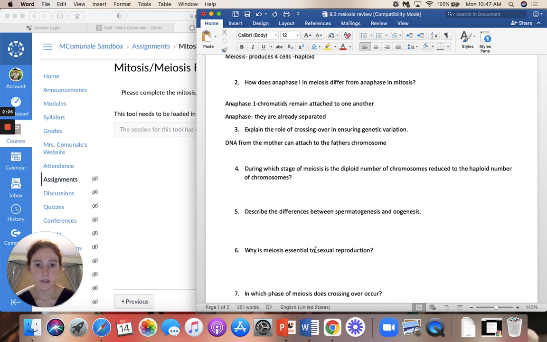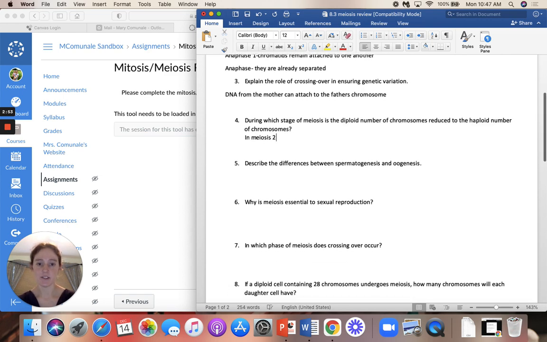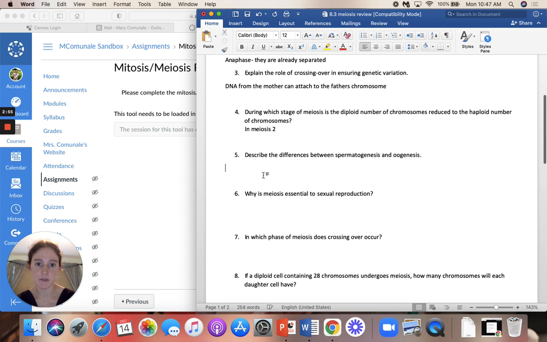During which stage of meiosis is the diploid number of chromosomes reduced to the haploid number of chromosomes? That's going to occur in meiosis 2, whenever the new cells are actually being formed. So it's going to be kind of right at the end there. Say anaphase is when they're all separated, and then telophase is whenever you actually have those new cells. So, partially in meiosis 2.